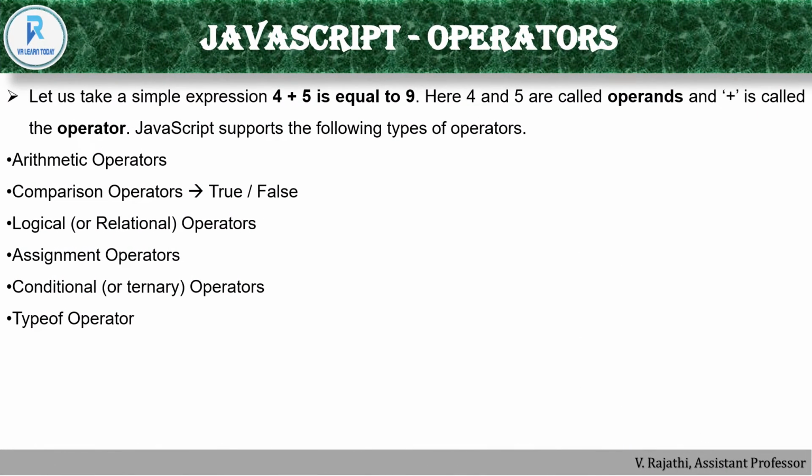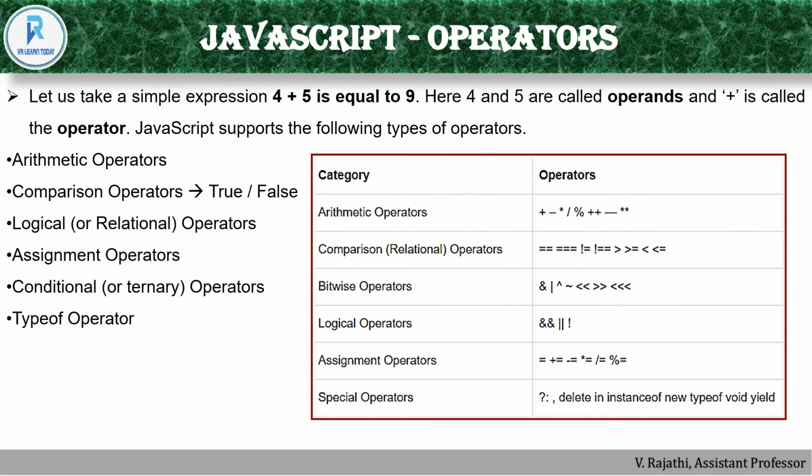Next are the operators. JavaScript operators: arithmetic operator, comparison operator, which gives a result as true or false, and then logical or relational operator, assignment operator, conditional or ternary operator, and the typeof operator. These are the corresponding operators.